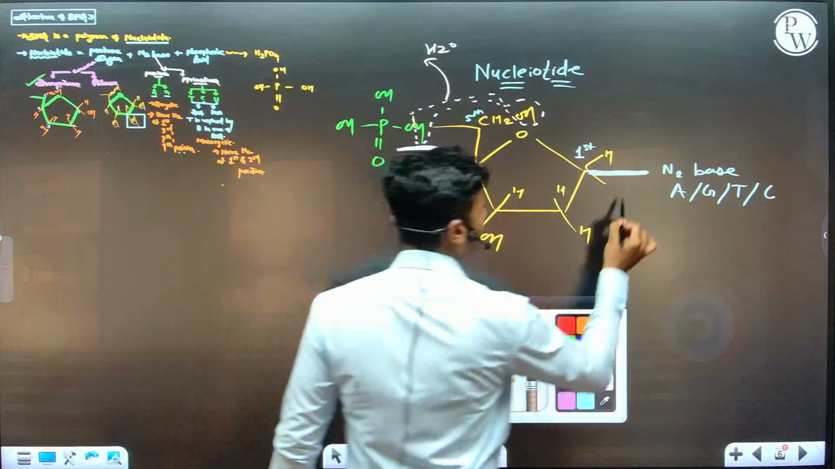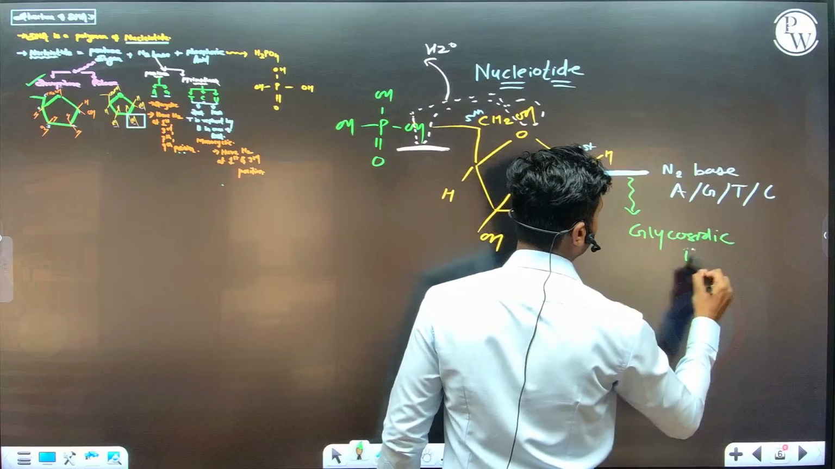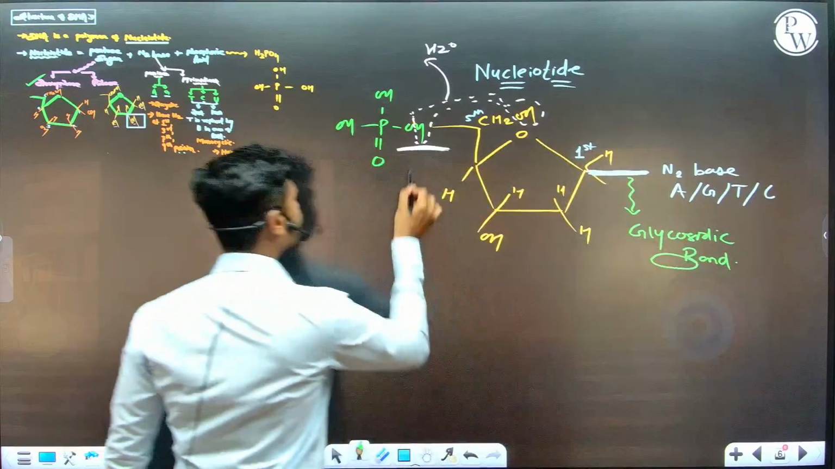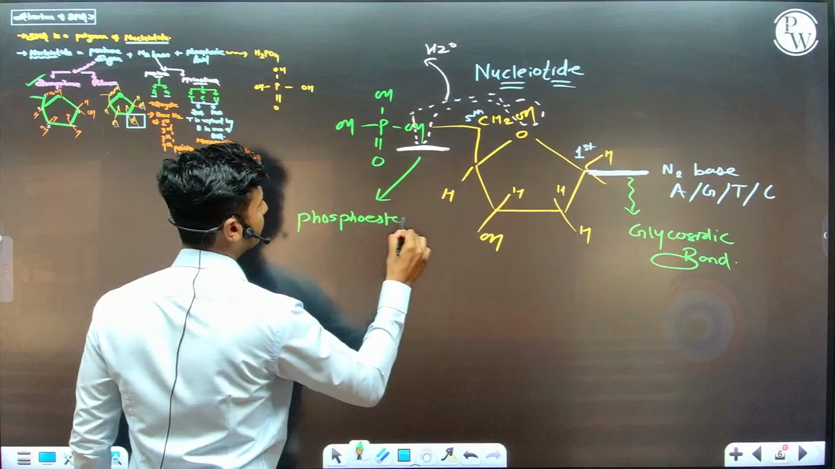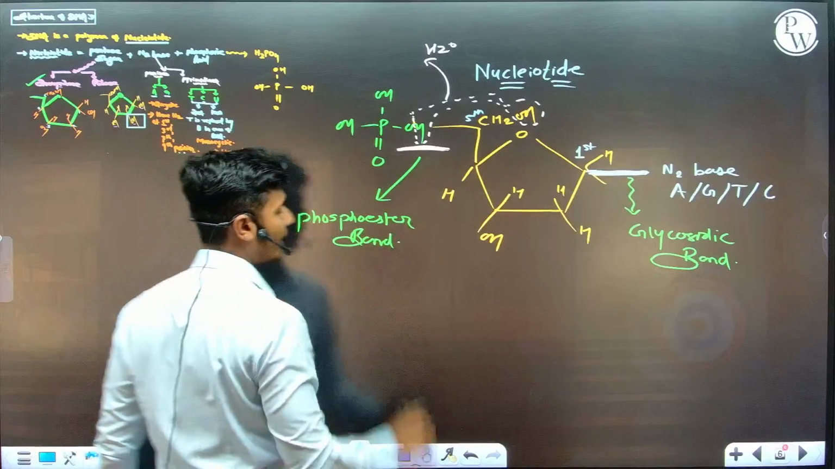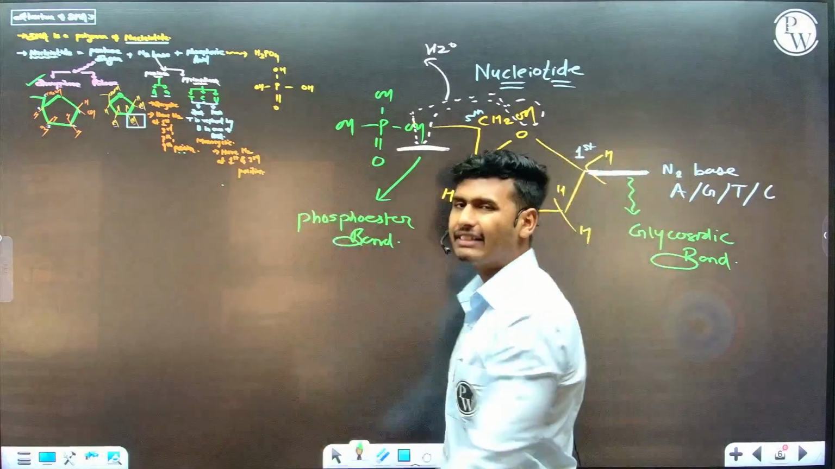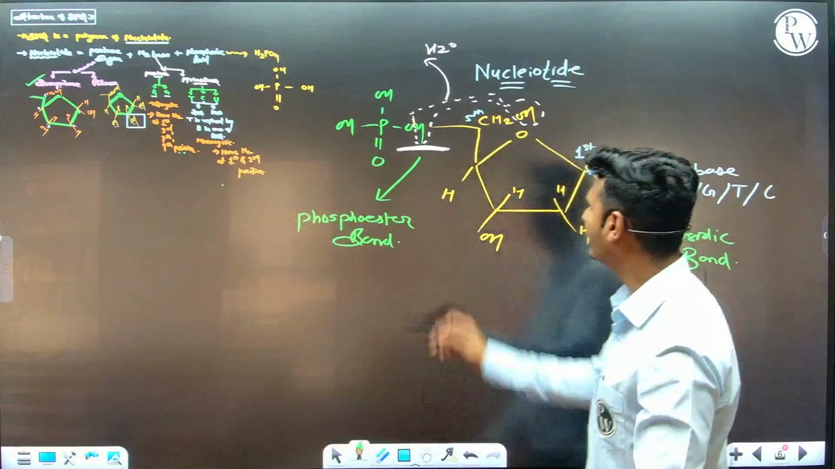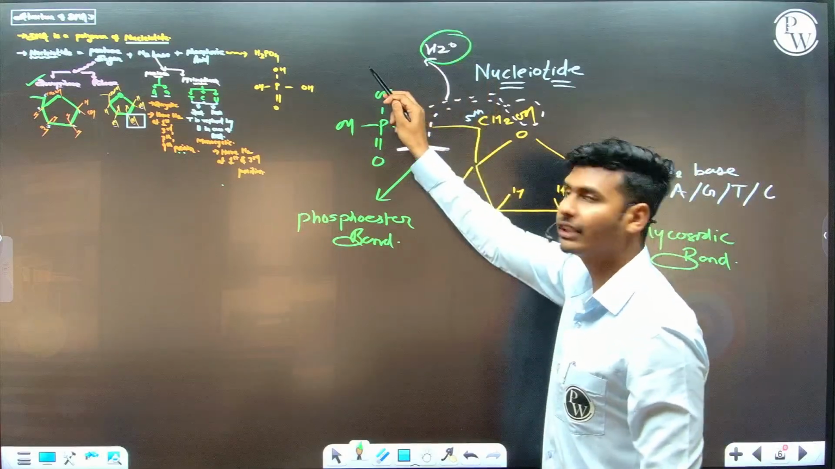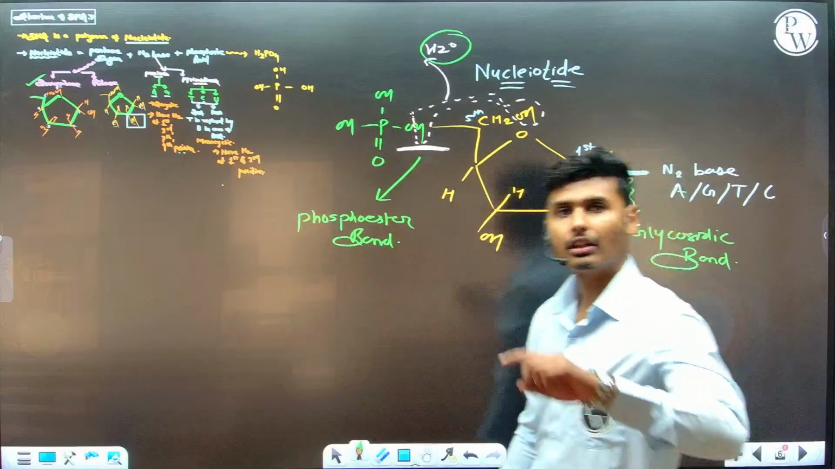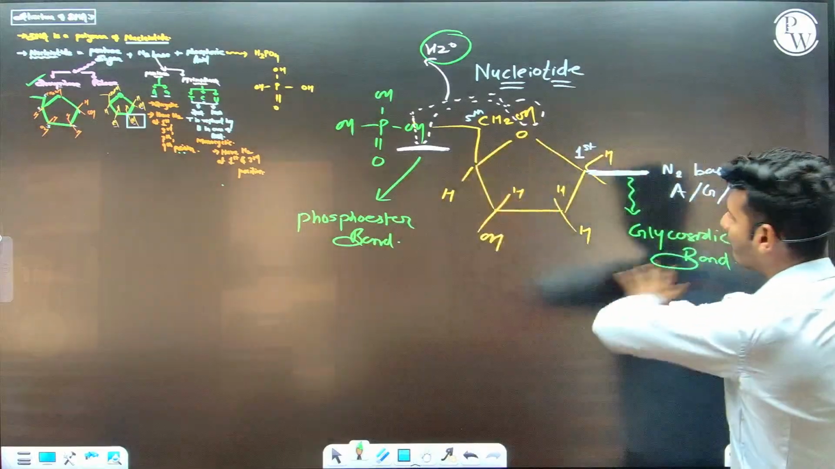One bond is known as glycosidic bond, and the second bond is known as phosphoester bond. Now I am not talking about the phosphodiester bond. Further, in case of DNA, we are going to draw phosphodiester also, but here only one ester bond is formed because of release of one H2O molecule. So here is the phosphoester bond. Diester bond, I will tell you where it is going to be formed. So this is the structure of nucleotide.